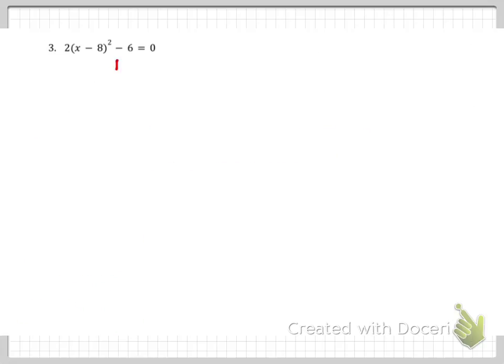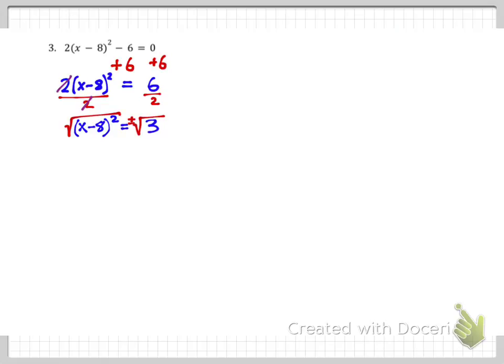All right, for the third one, we need to get the x squared component by itself, so add 6 to both sides. We get 2 times x minus 8 squared equals 6. We need to divide this by 2 now. We're still trying to get the parentheses squared by itself. When you do that, the 2's divide out. So we get x minus 8 quantity squared equals 3. Take the square root of both sides and remember your plus or minus. X minus 8 equals plus or minus the square root of 3. Add 8 to both sides and we get 8 plus or minus the square root of 3.